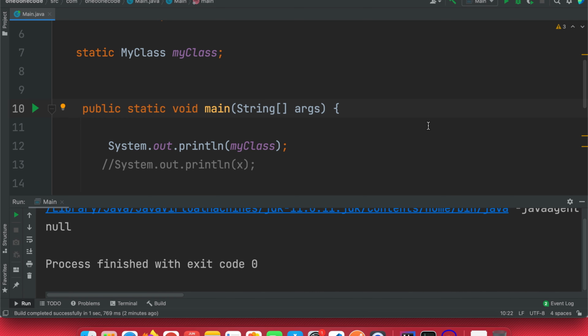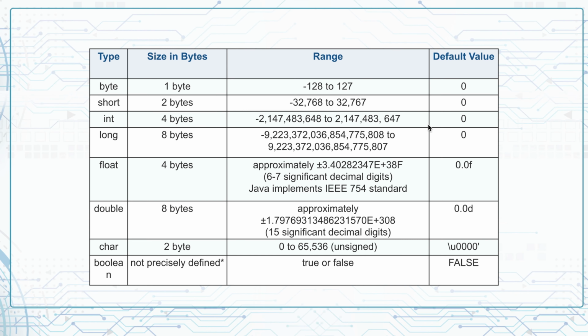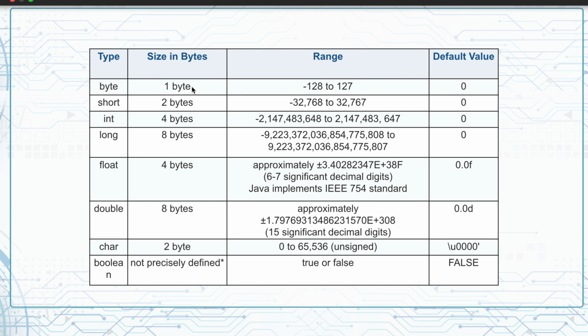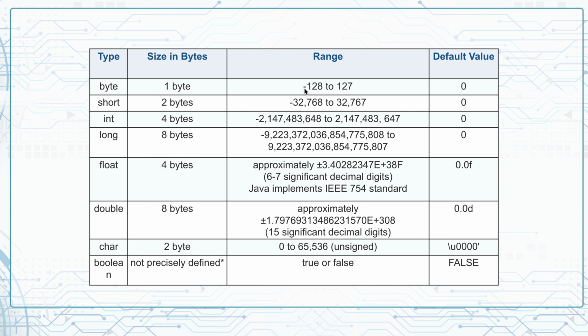So let's now discuss the primitive data type properties in detail. As we said, there are 8 primitive data types, and the first one is byte. The size in memory is 1 byte, and the range, it can accept values between -128 and 127. Short takes a size of 2 bytes in memory, and it accepts values from -32,768 to 32,767. Integer, int, takes 4 bytes, and this is the range.